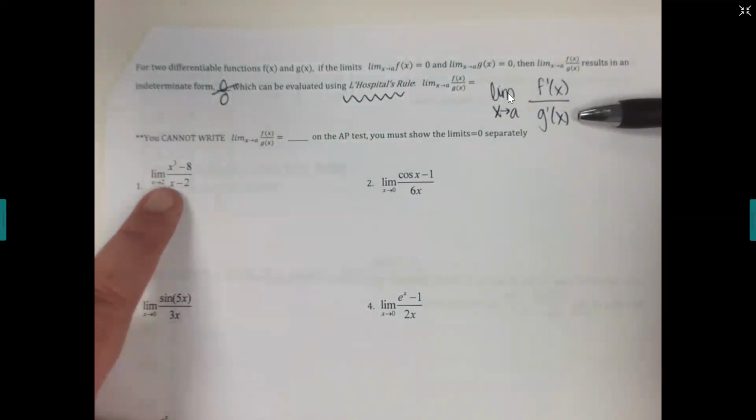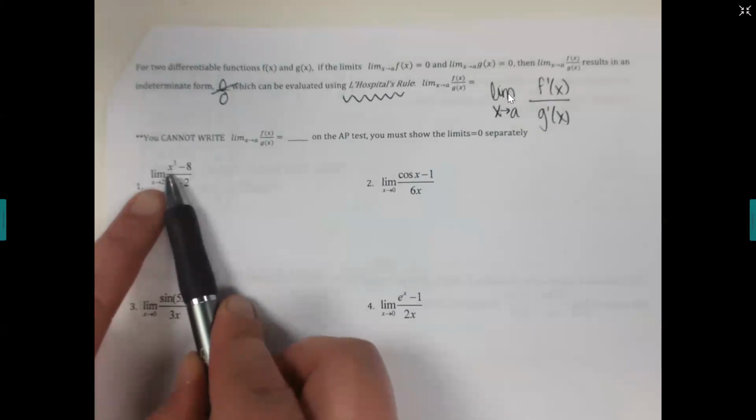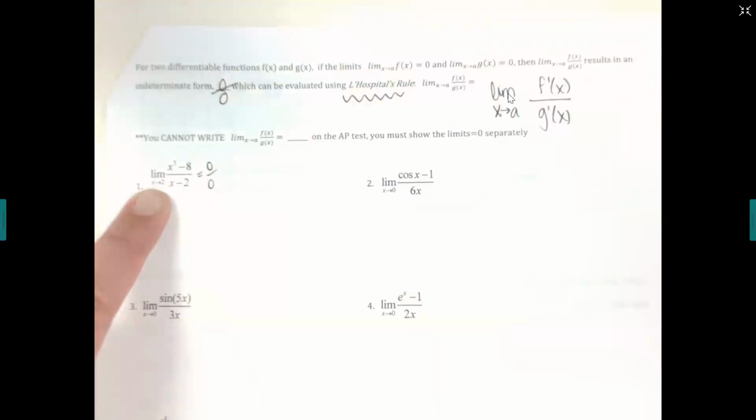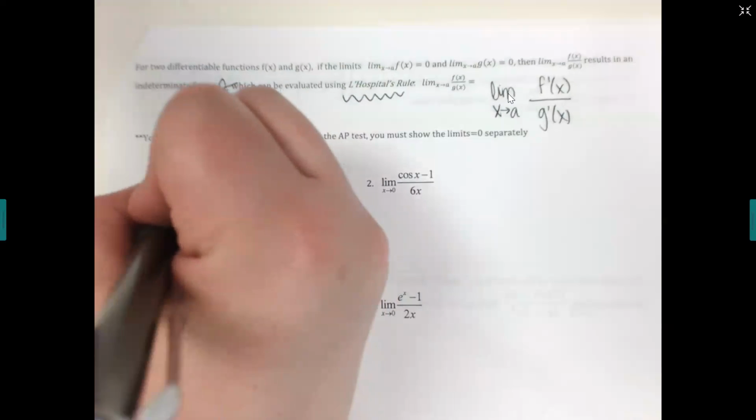So let's take a look at number 1. If I get 0 over 0, I can do L'Hopital's rule. 2 cubed minus 8, is that 0? What about 2 minus 2? 0, then I know that I can do L'Hopital's rule. You can abbreviate it L'H, you don't have to write out the whole thing. And then remember, you're going to redo the limit. x is still approaching 2, but you're going to take the derivative of the top and the bottom.